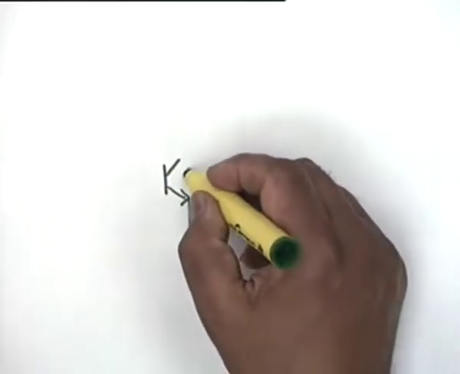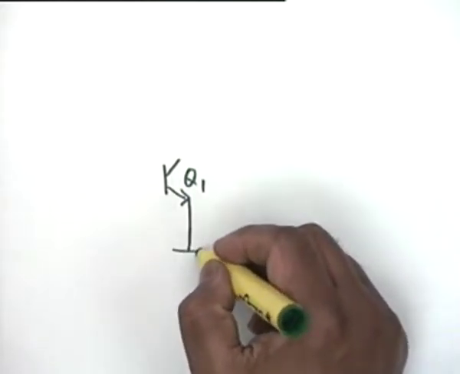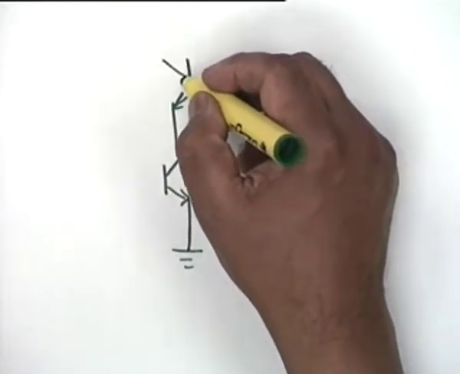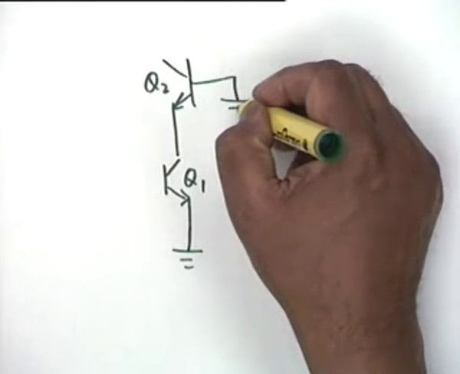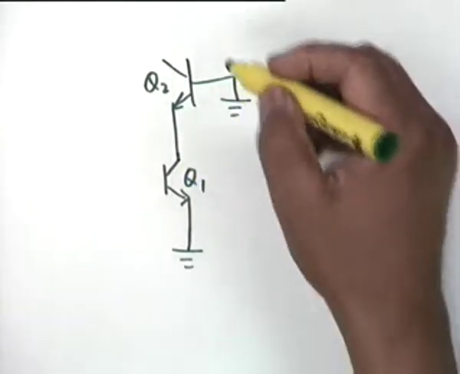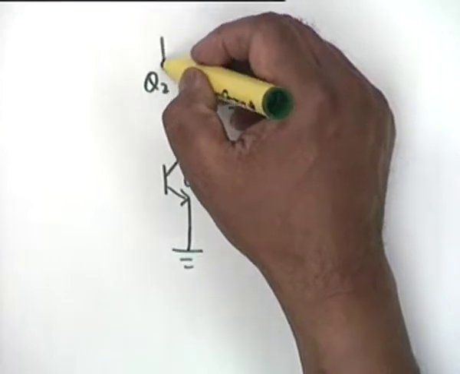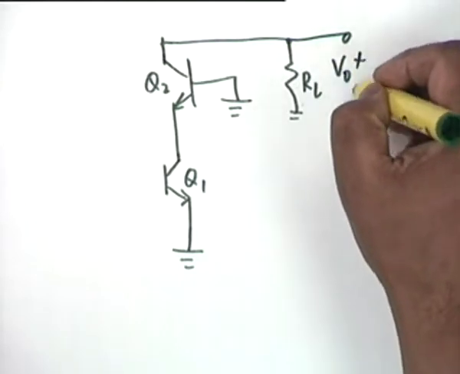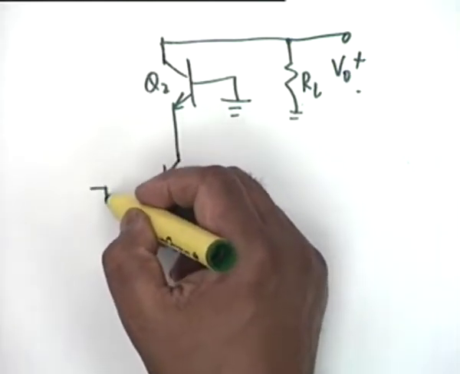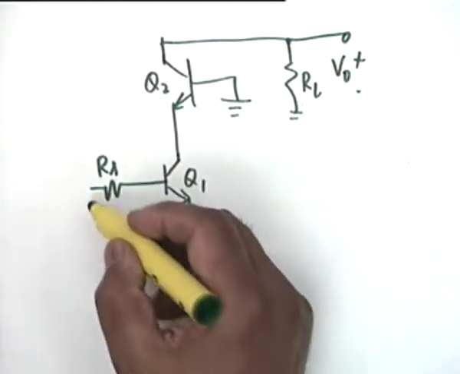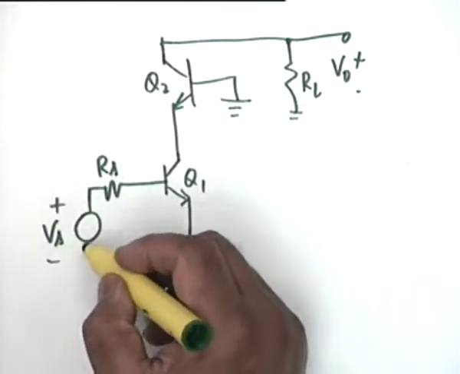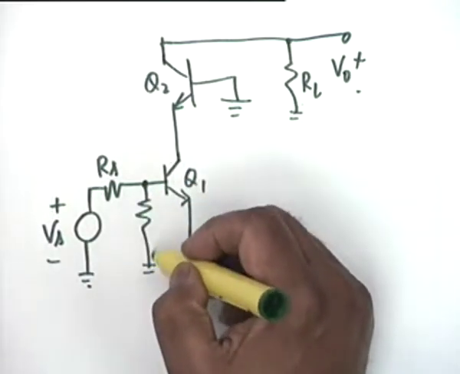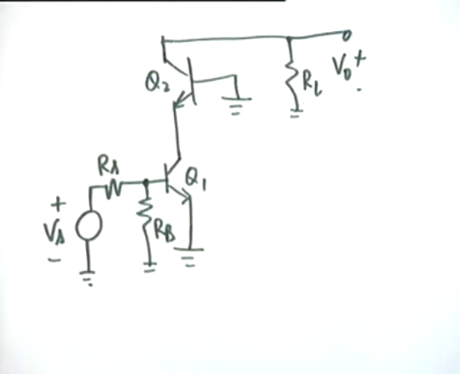one transistor sitting upon another, Q1. We are not showing the bias connections, and Q2. This is a common base connection and this is a common emitter connection. The load RL is in the collector of Q2, and this is V0. The input is at the base of Q1, this is Vs. And in addition, you might have to consider the effect of the equivalent base biasing resistance.